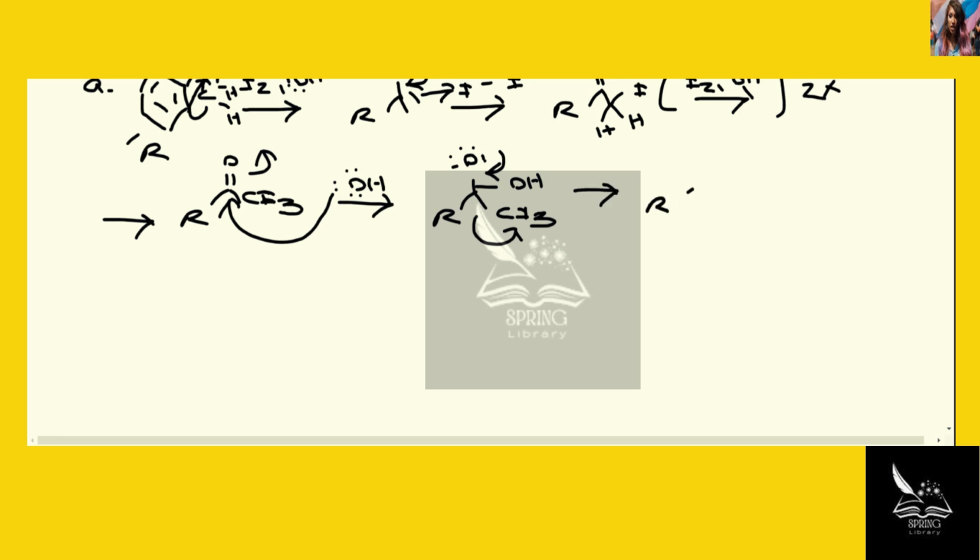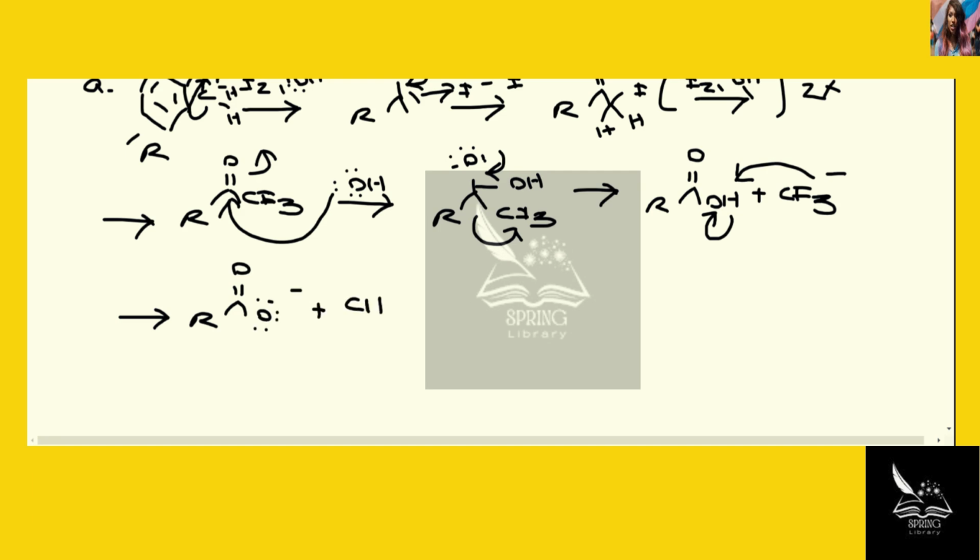So we'll get this structure, plus CI3 minus. So it's going to deprotonate that group, and this is the product. So the alkoxide ion with CHI3. So this is B. This is the yellow solid.